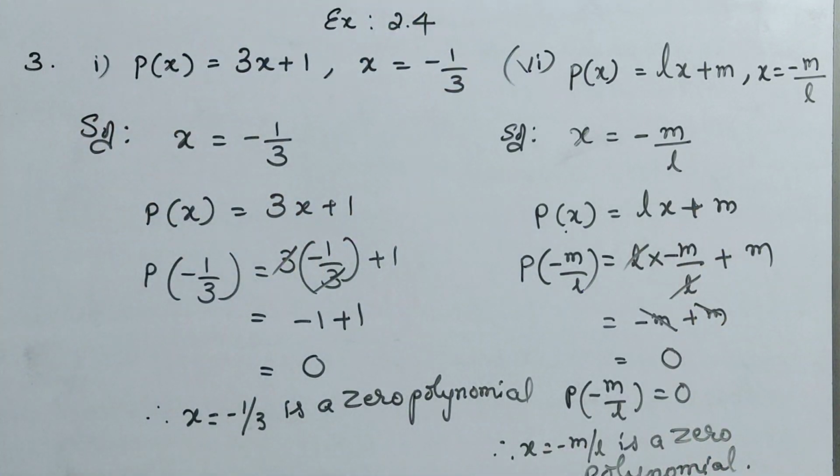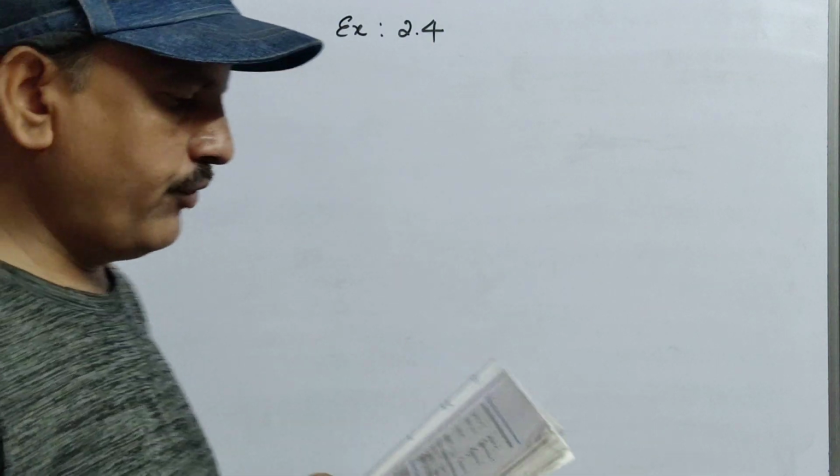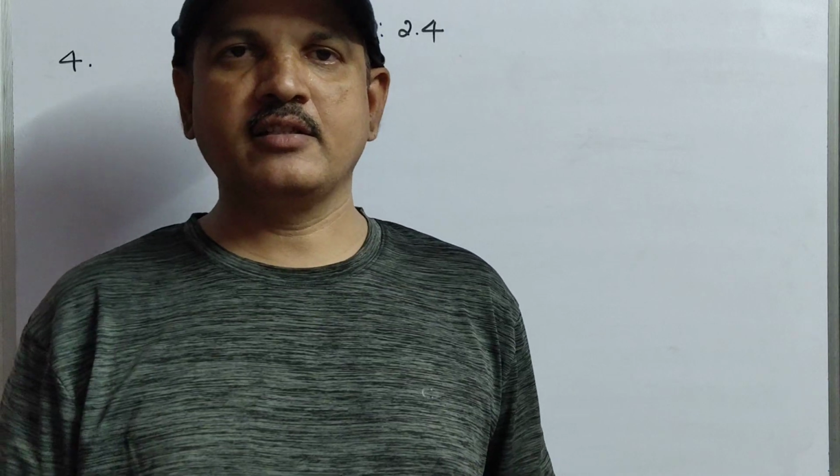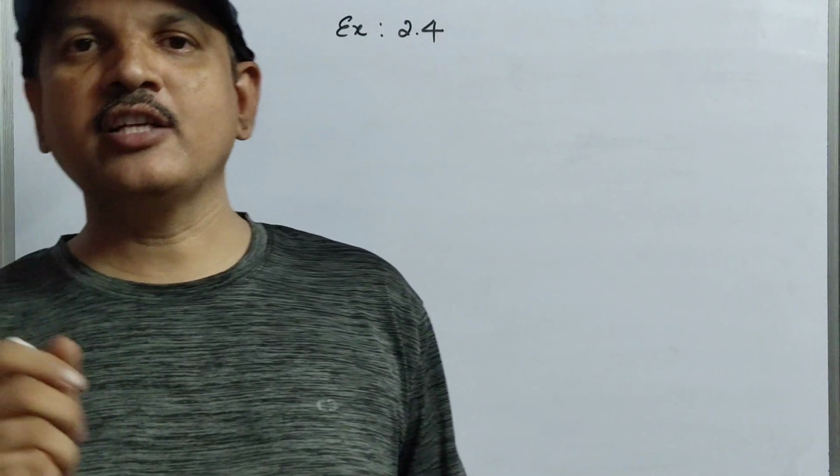Okay children. Next. Copy these two sums in the classwork also. Now see the last one, that is the fourth question, children. Find the zeros of the polynomial in each of the following cases. Now it is asking to find the zero of the polynomial.